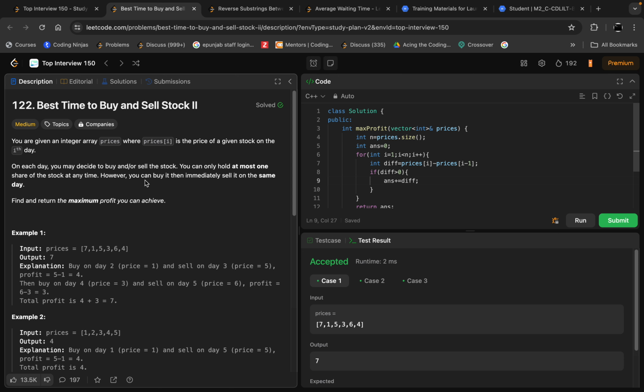So let's get started. You are given an integer array prices where prices[i] is the price of a given stock on the ith day. On each day you may decide either to buy and/or sell the stock. You can only hold at most one share of the stock at any time. However, you can buy it, then immediately sell it on the same day. Find and return the maximum profit that you can achieve.